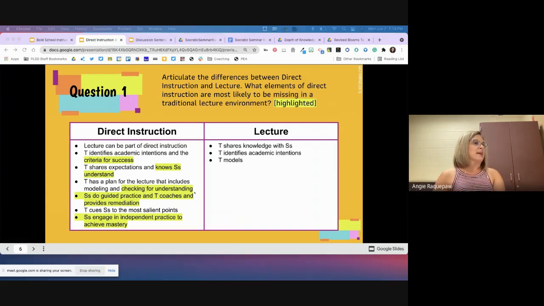A teacher has a plan for the lecture and includes modeling and checking for understanding. Students do guided practice, and the teacher coaches and provides remediation. Teachers cue the students to the most salient points, and the students engage in independent practice. So notice that your students have guided practice and independent practice. Those are the two biggies, the differences between lecture and direct instruction.